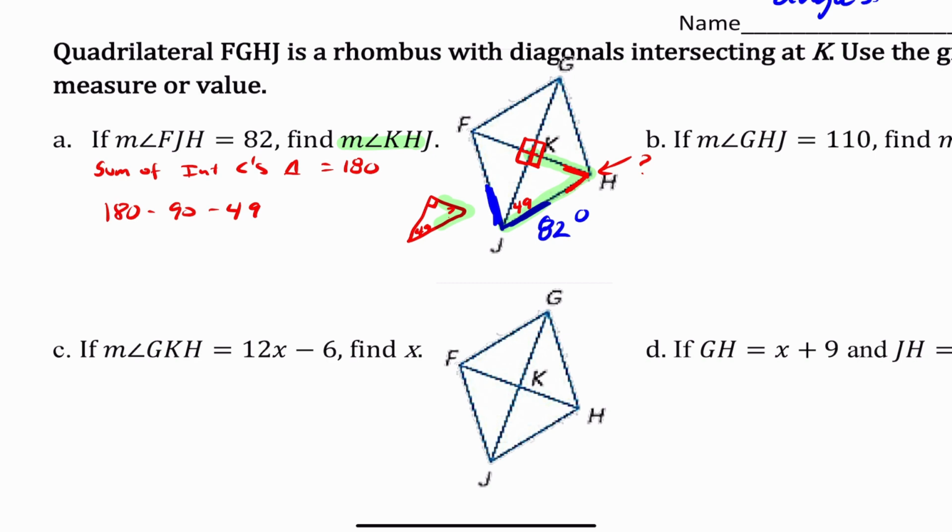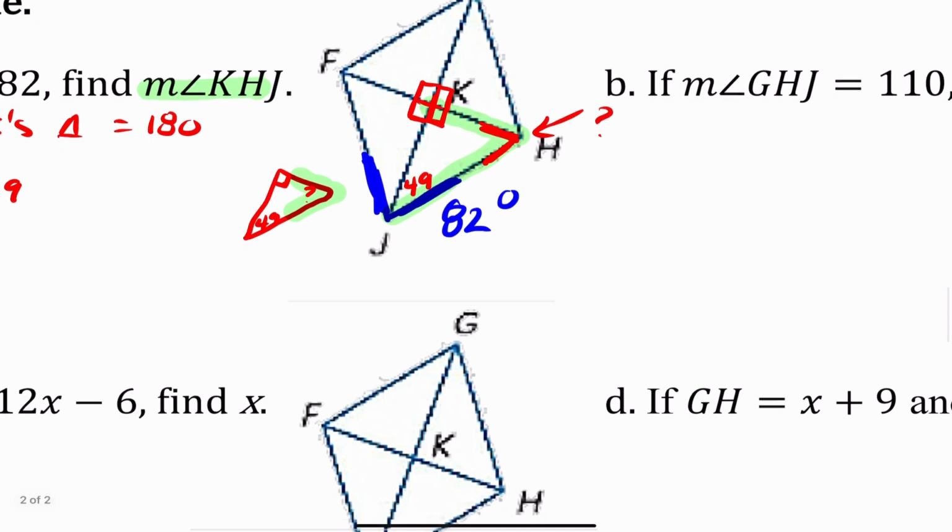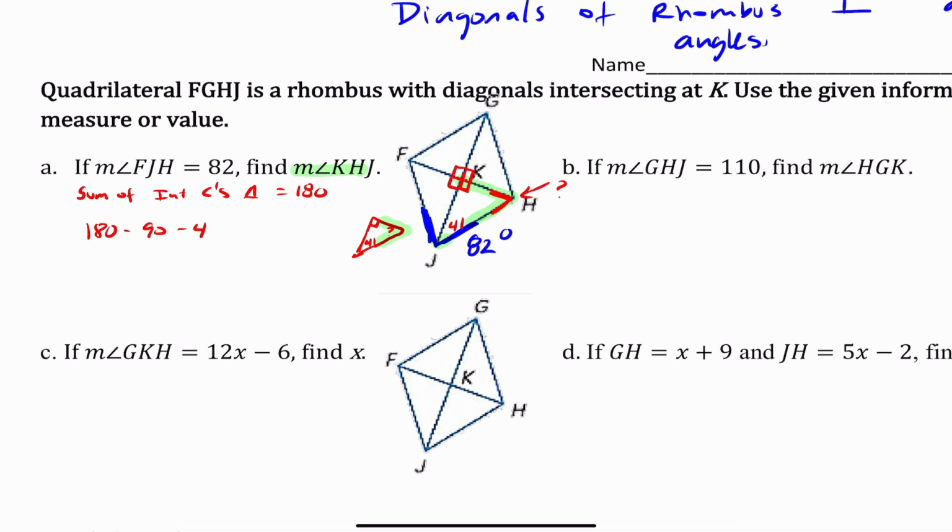Whoa, what am I doing? Oh, I'm so sorry. This is not supposed to be 49. This is supposed to be 41. And then this has to be 41 over here as well. Okay, sorry, I was confusing. So that's 41, which is actually going to give me 49 degrees. So that's the answer. That's how you figure out measure angle KHJ, which is 49 degrees.